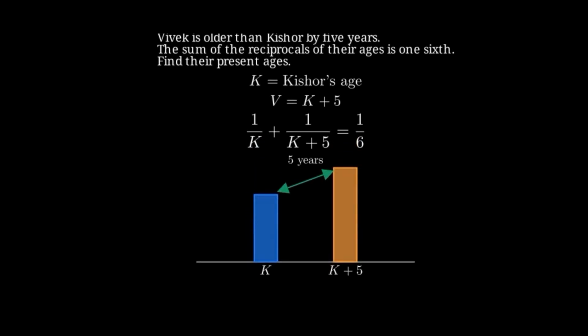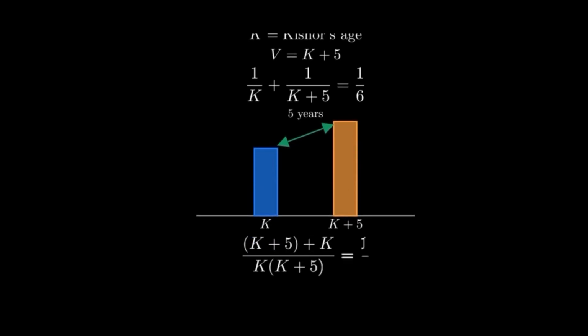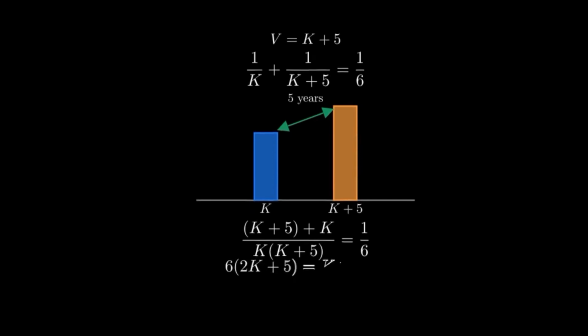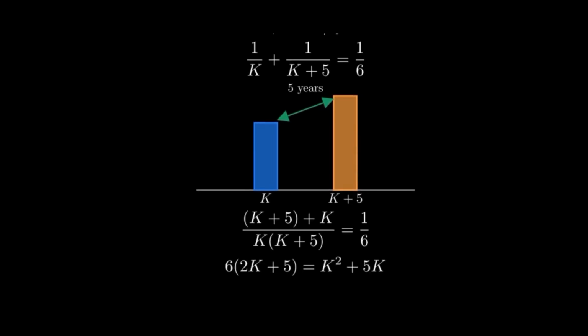We combine the two fractions on the left. The denominator is k times k plus 5, and the numerator becomes k plus 5 plus k. That equals 1 over 6. Cross-multiplying gives us another equation. 6 times 2k plus 5 equals k squared plus 5k.